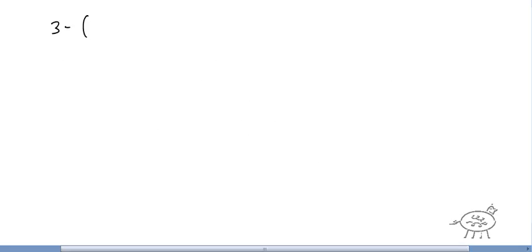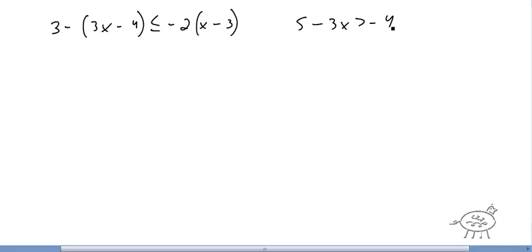3 minus parenthesis 3x minus 4 less than or equal to negative 2 parenthesis x minus 3. And this one is 5 minus 3x is greater than negative 4. Okay, so we got a little bit of work here. Follow all the same rules as we did back in the day with solving equations, except your last step needs to be, if you divide or multiply by a negative, you flip the inequality. Otherwise, it's exactly the same.